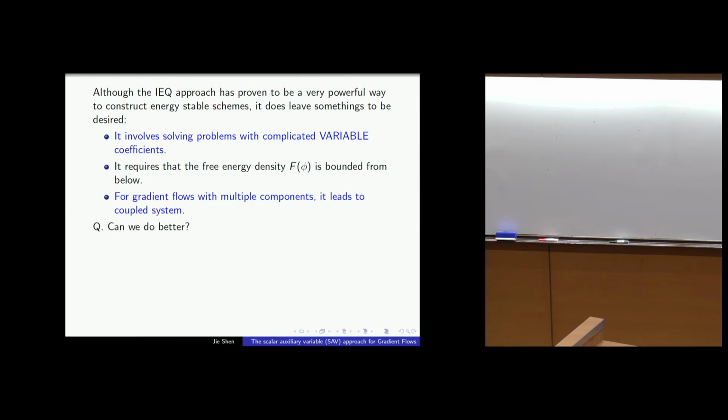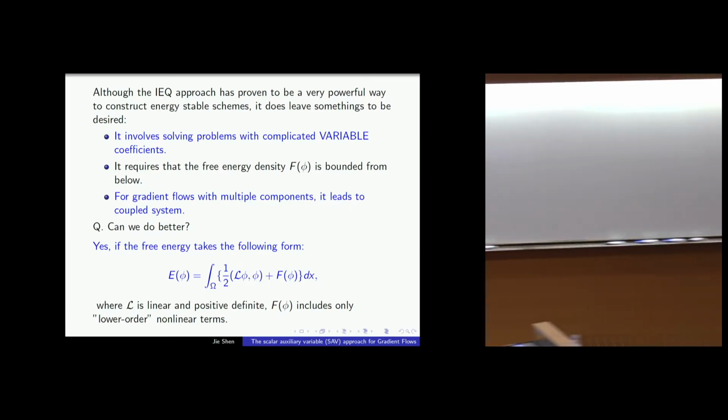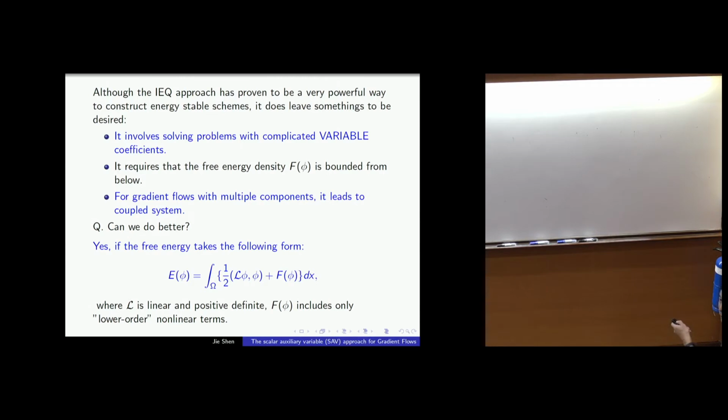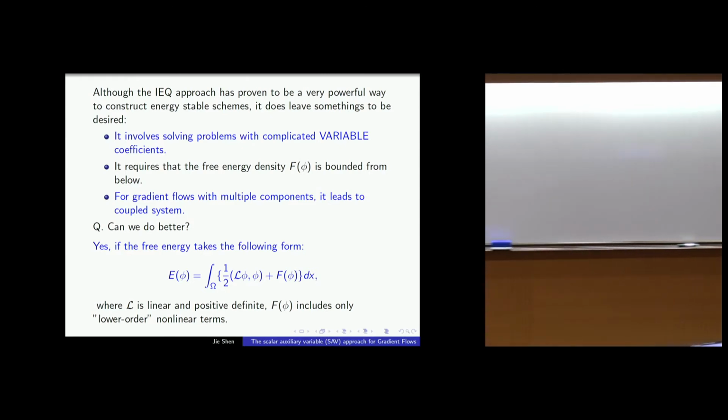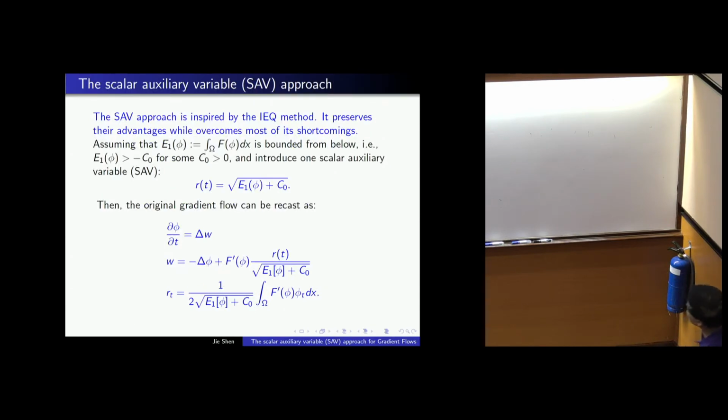And so the question is, of course, can we do better? And the answer is yes for some cases. For a large class of cases, if your free energy takes this form, you can split your free energy into two parts. One linear part, which has the highest derivative term, and a nonlinear part, which includes only lower order nonlinear terms. If your free energy can be split like this, then you can solve all those problems. Okay, let's see how we do it.